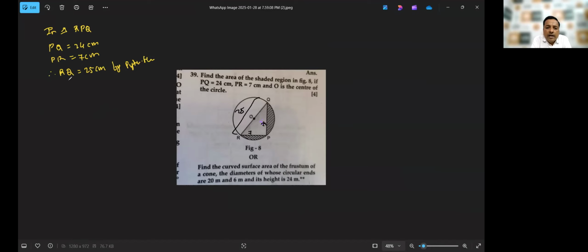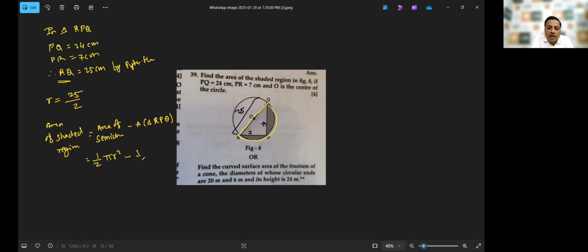Area of circle. Now this RQ is a diameter, so the radius will be 25/2 of the circle. Okay, so what do we have to do, take the semicircle. So area of shaded region is equal to area of semicircle minus area of triangle RPQ. The formula for the semicircle is half pi r squared, and this one is a half. Now we know that RQ is the hypotenuse, so half into PR into PQ. Just put in the values and solve, you will get the answer.